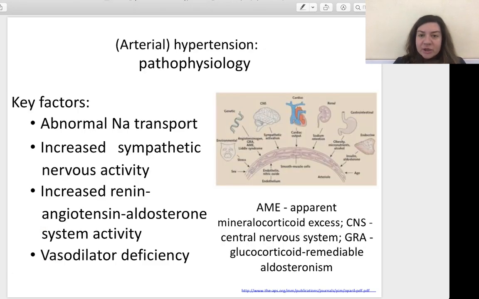Pathophysiology of hypertension. I hope on pathophysiology you learned all of it. It is a very multifactorial process, and shortly let's repeat the key factors of pathophysiology. It is abnormal sodium transport. It is increased sympathetic nervous activity. It is increased renin-angiotensin-aldosterone system activity. It is vasodilator deficiency.